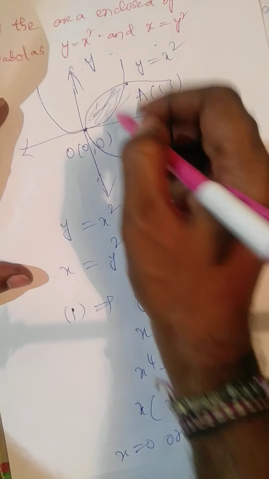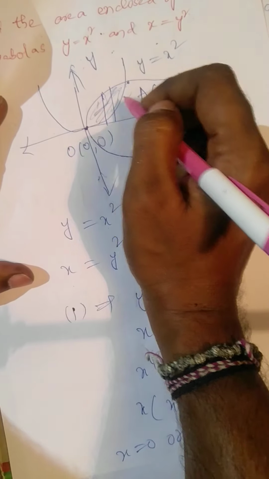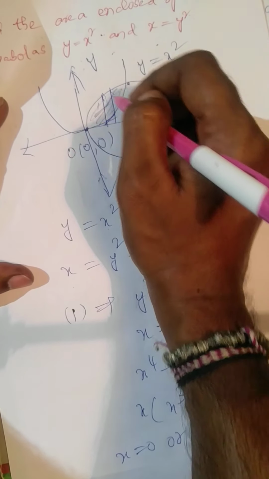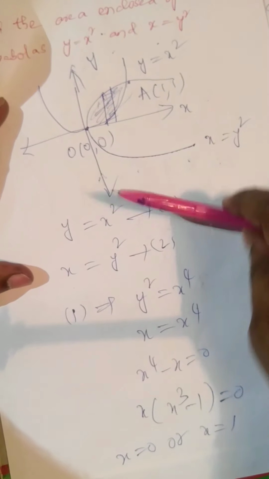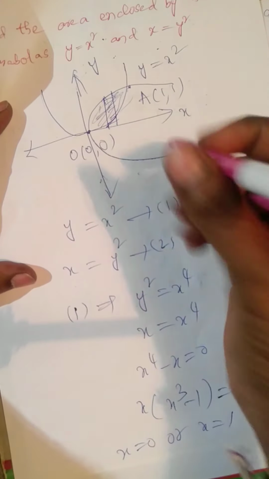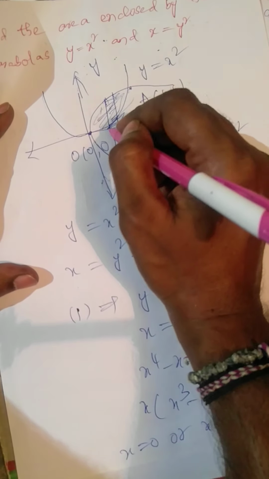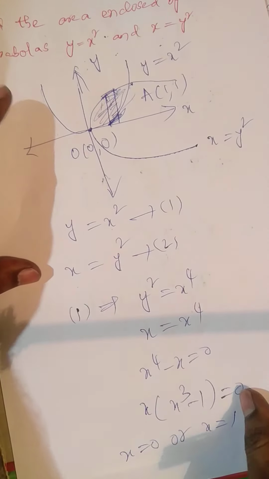Now we have to find the limits. Here also I am taking a vertical strip. This is the strip, right? Now the vertical strip is parallel to the y-axis, right? This is the lower limit. The lower limit is there on this parabola, right? The upper limit is there on this parabola. Now we can express the y limits.